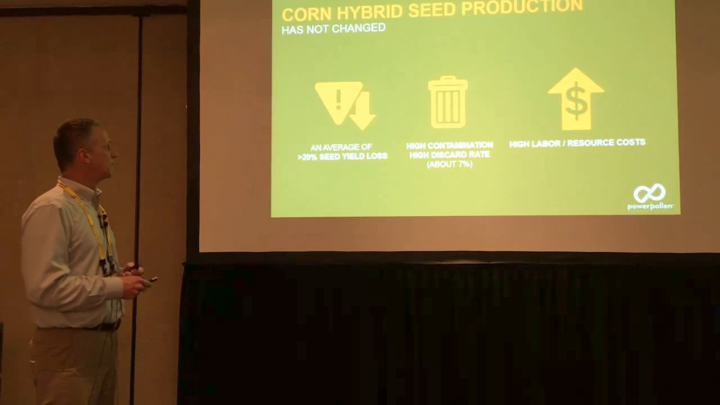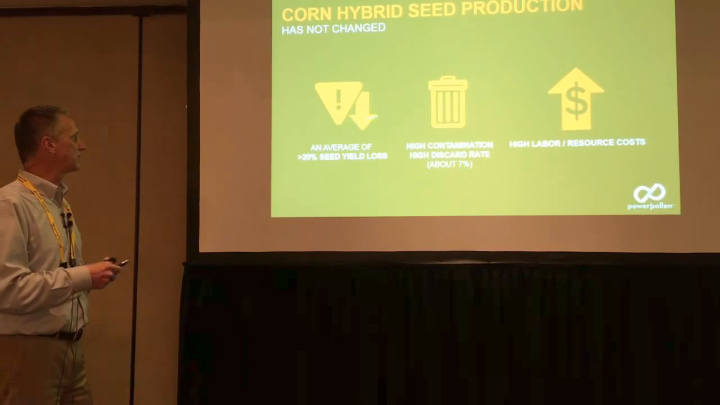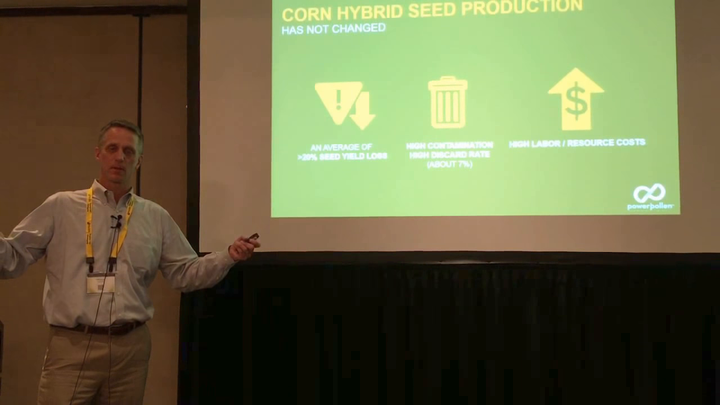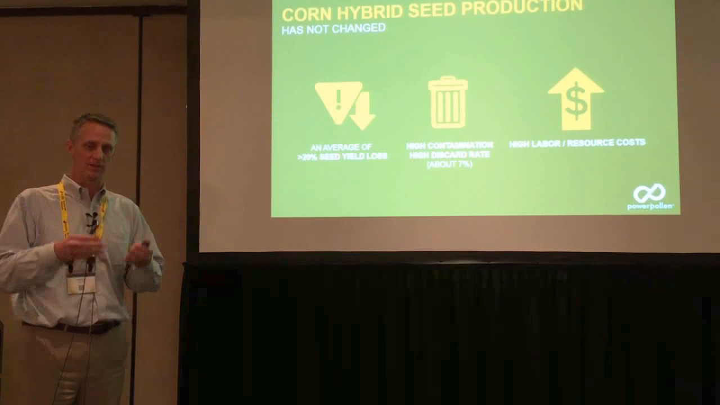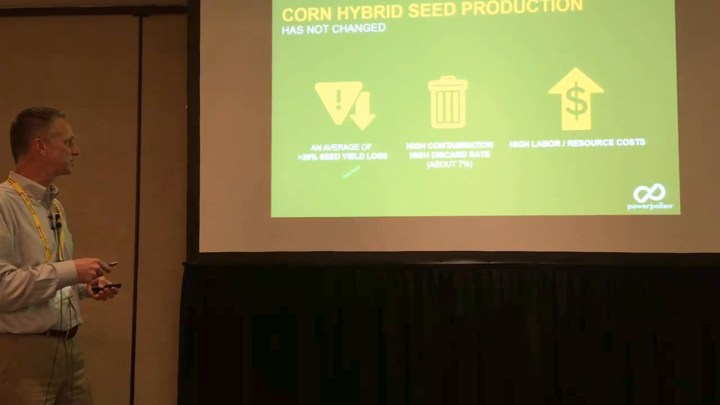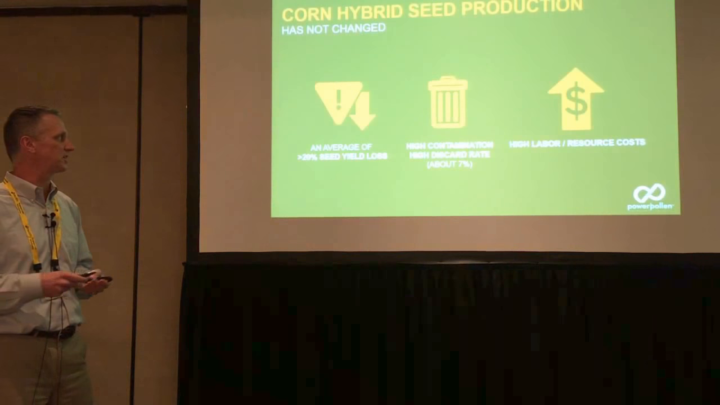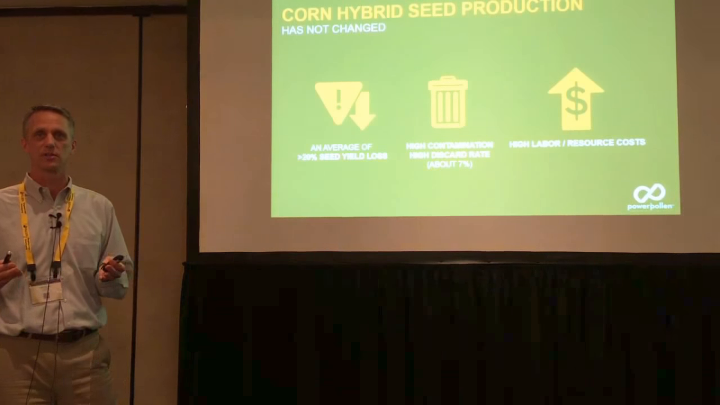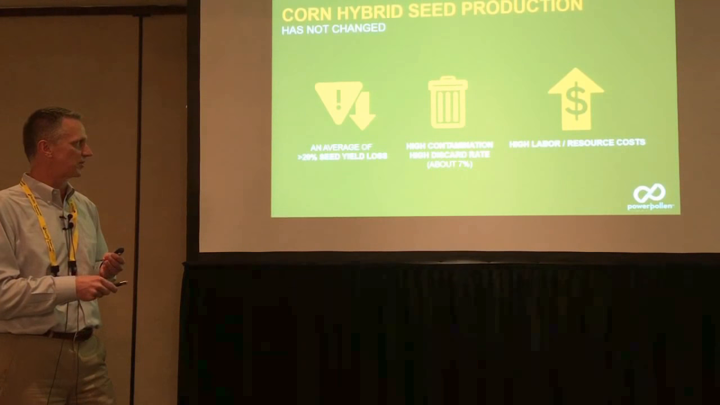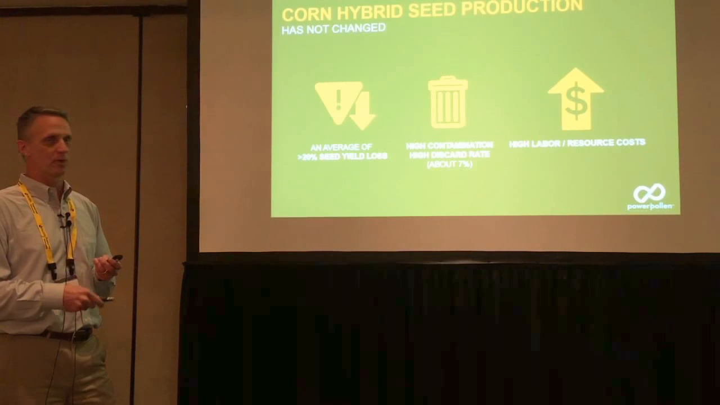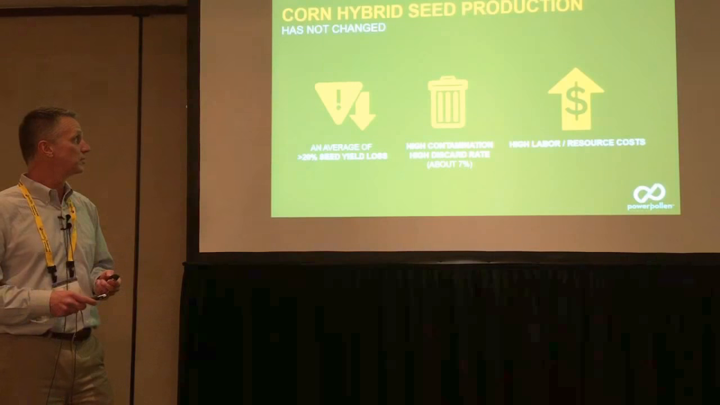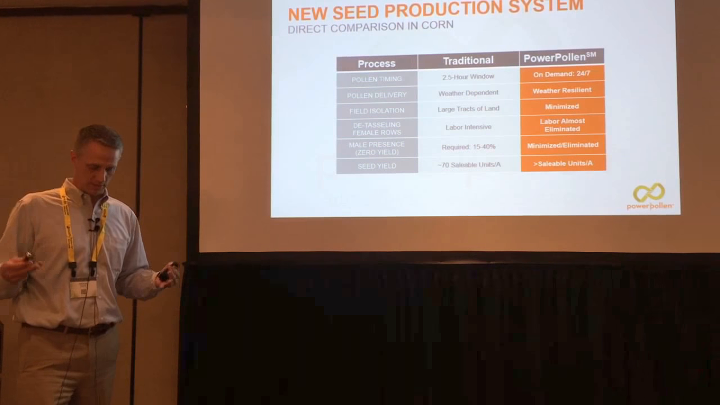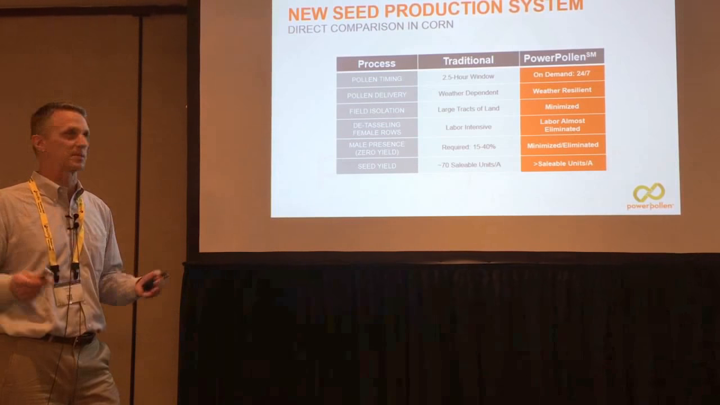So what is the exact problem with it? First off, because it relies on the wind dissemination of pollen and the way it's set up, you get poor pollinations that lead to more than 20% seed yield loss. You get a high contamination and discard rate compared to other industries. This is pretty high, about 7%, and very high labor and resource costs, as you could tell from those pictures. So our solution, jump right to that, and then I'll explain how it works and give some examples.